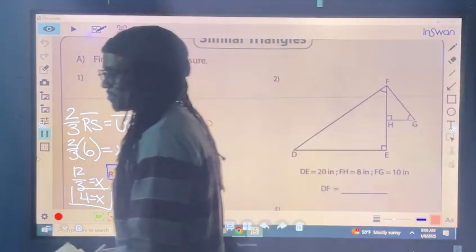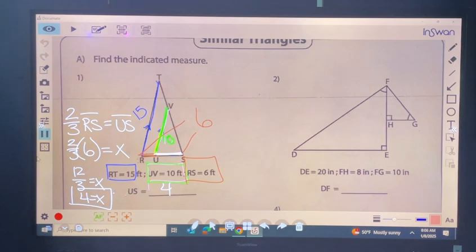Because if the triangles look the same, and the triangle looks about half the size, then it's half the size, then times 2.